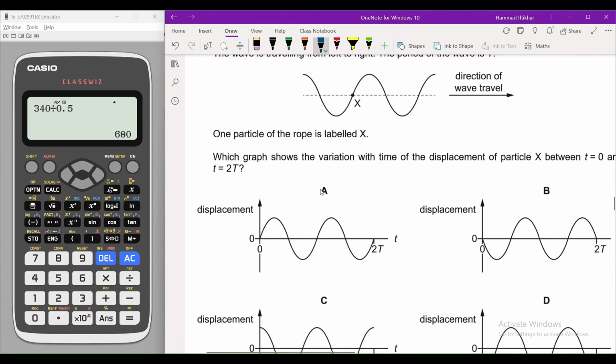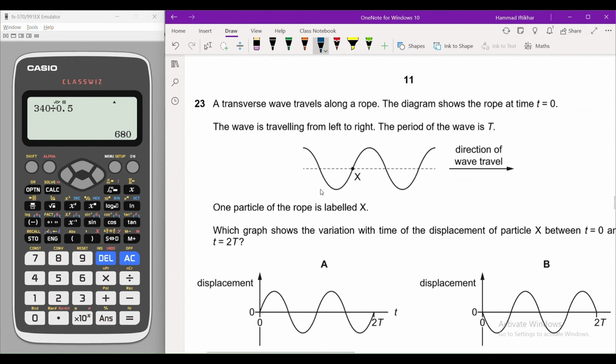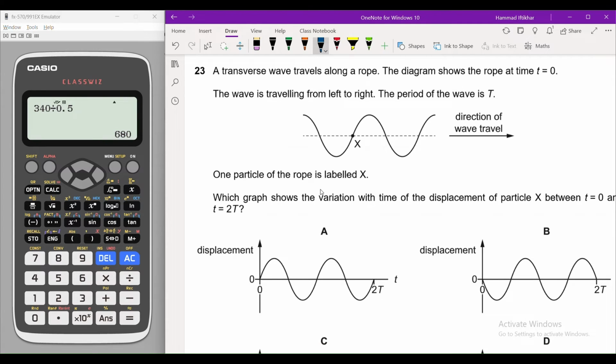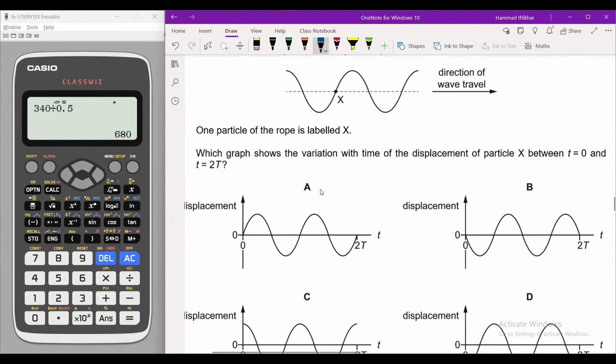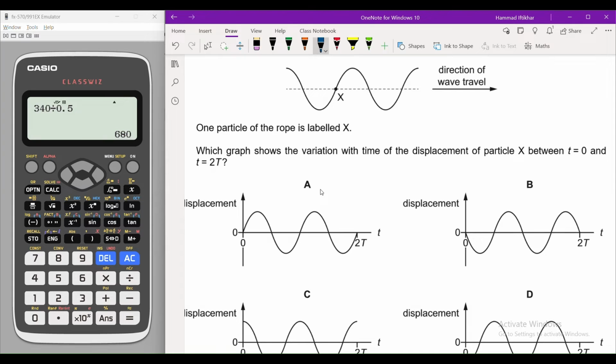Okay, all right. A transverse wave travels along a rope. The diagram shows the rope at time t equal to 0. The wave is traveling from left to right. The period of the wave is T. One particle of the rope is labeled X. Which graph shows the variation with time t of the displacement of particle X between t equal to 0 and t equal to T?